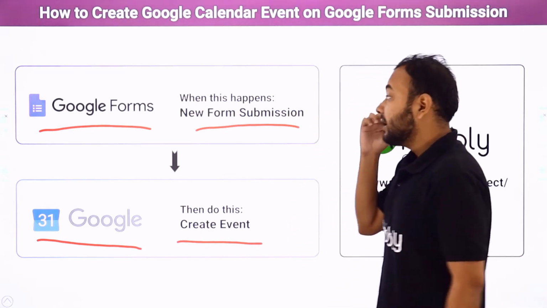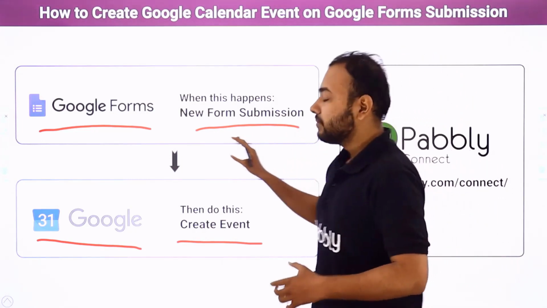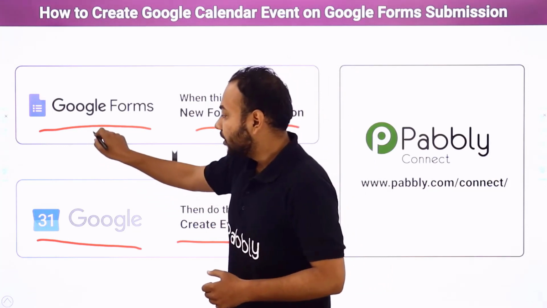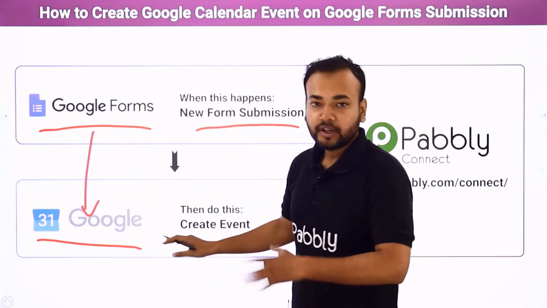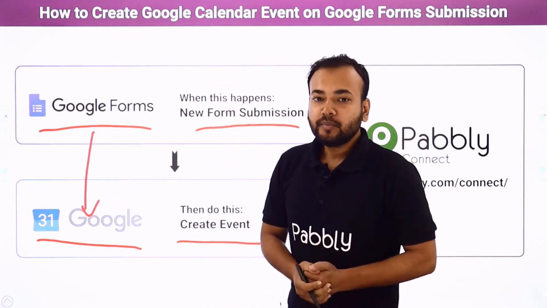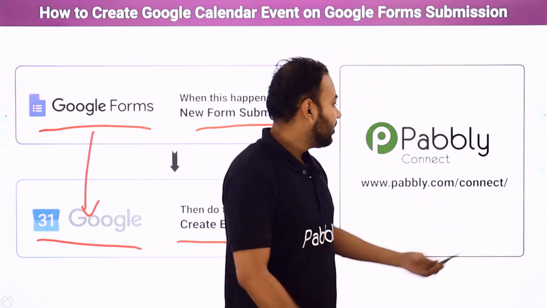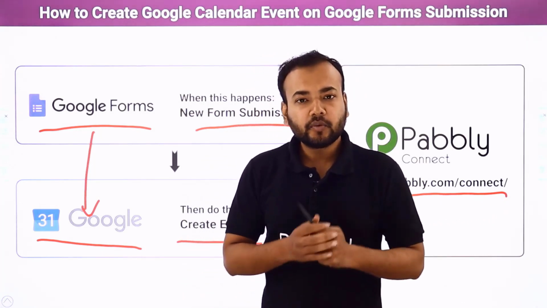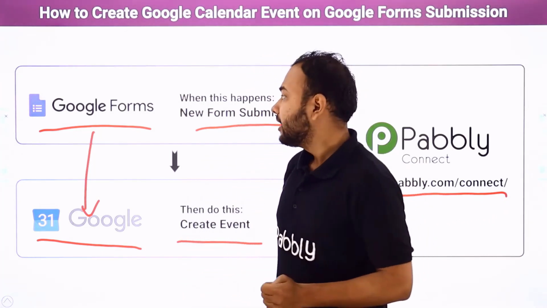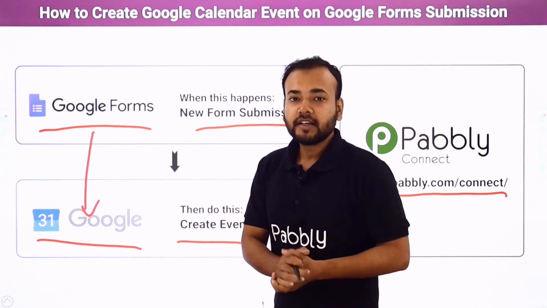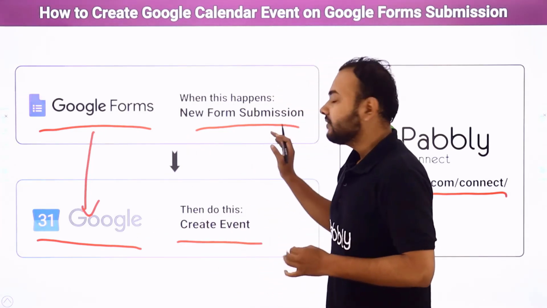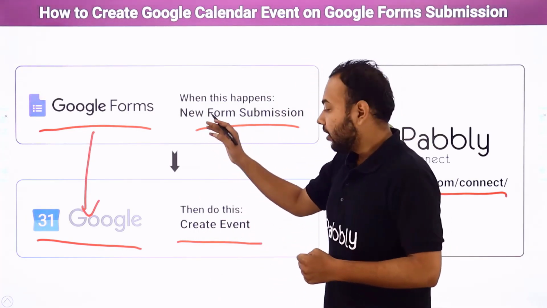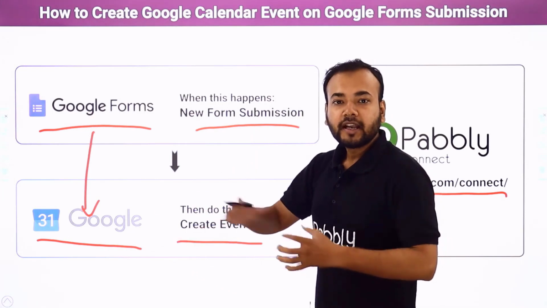What if I tell you that as and when you receive a new form submission about any meeting that you have to attend, a Google Calendar event will get created automatically? Okay guys, this can happen. And to make this happen, I am using a software called Pabbly Connect. Pabbly Connect is an integration and automation software, and it will connect these two applications together such that whenever you receive a new form submission about any upcoming event, the same event gets automatically created here in your Google Calendar, right?